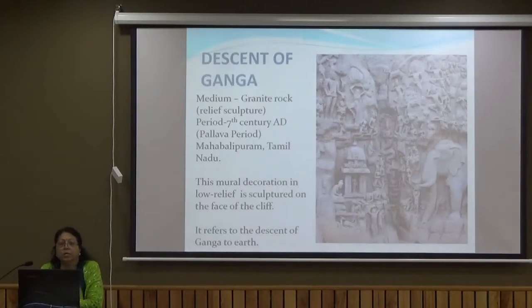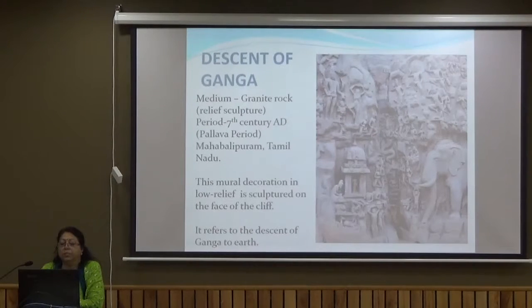Now we are going to study about this plate. This is the descent of Ganga. It is made of granite and it is in Mahabalipuram, Tamil Nadu, done in the 7th century. This is a mural decoration in relief, and it represents the descent of Ganga. So see, this depth is representing the Ganga, and the water deities in the snake form are shown here.